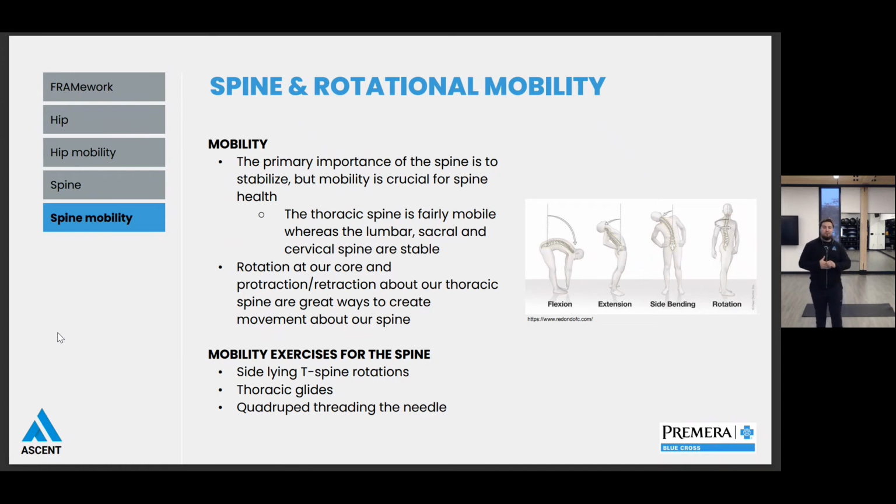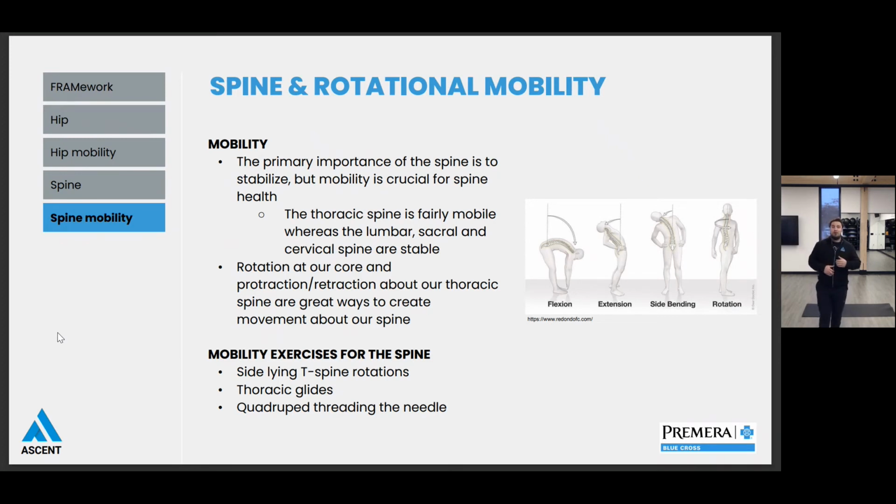Our spine is broken up into three parts, as we saw in that previous slide. Our thoracic spine, the section of our spine right in the middle of our back, is very mobile, whereas the lumbar or low spine and the cervical spine right in our upper back will be more stable. So we're getting a lot of rotation through the middle of our spine. And on top of that rotation, we also have protraction and retraction.